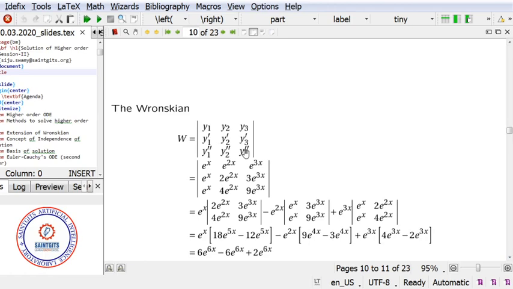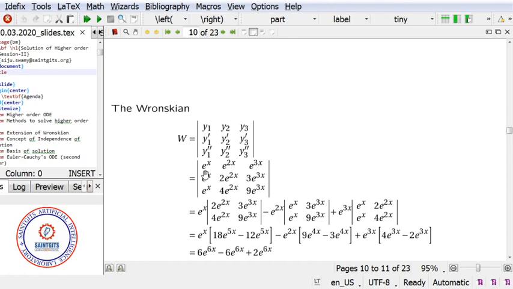So first of all I write the formula for Wronskian. Wronskian is nothing but a 3 by 3 determinant in this case. First row contains the given solution, second row contains the derivative of the first row, third row contains the derivative of the preceding row. Like that, I substitute the values. First row, the solutions e raised to x, e raised to 2x and e raised to 3x. Second row is the derivative of first row, third row is the derivative of second row. Now we expand this determinant along the first row.